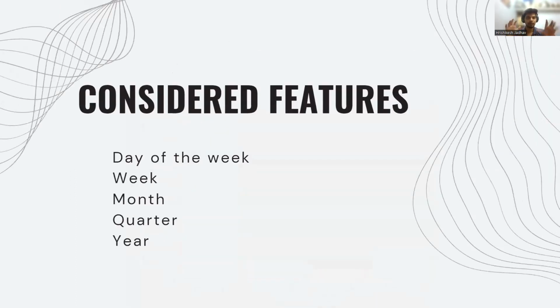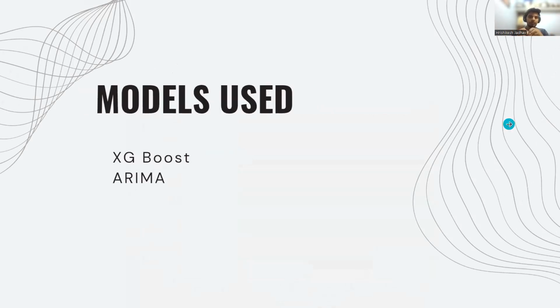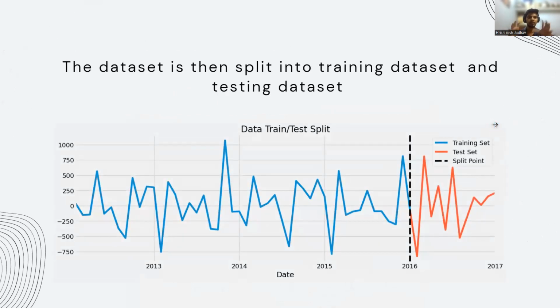For feature engineering, we have to consider features. The features we considered here were day of the week, month, quarter of the year, and the year. To build the predictive model, we use XGBoost and ARIMA. Now, first, as I mentioned before, the dataset will be split into two parts, the training data and the testing data, so that we train the model using the training data and test its accuracy using the testing data.